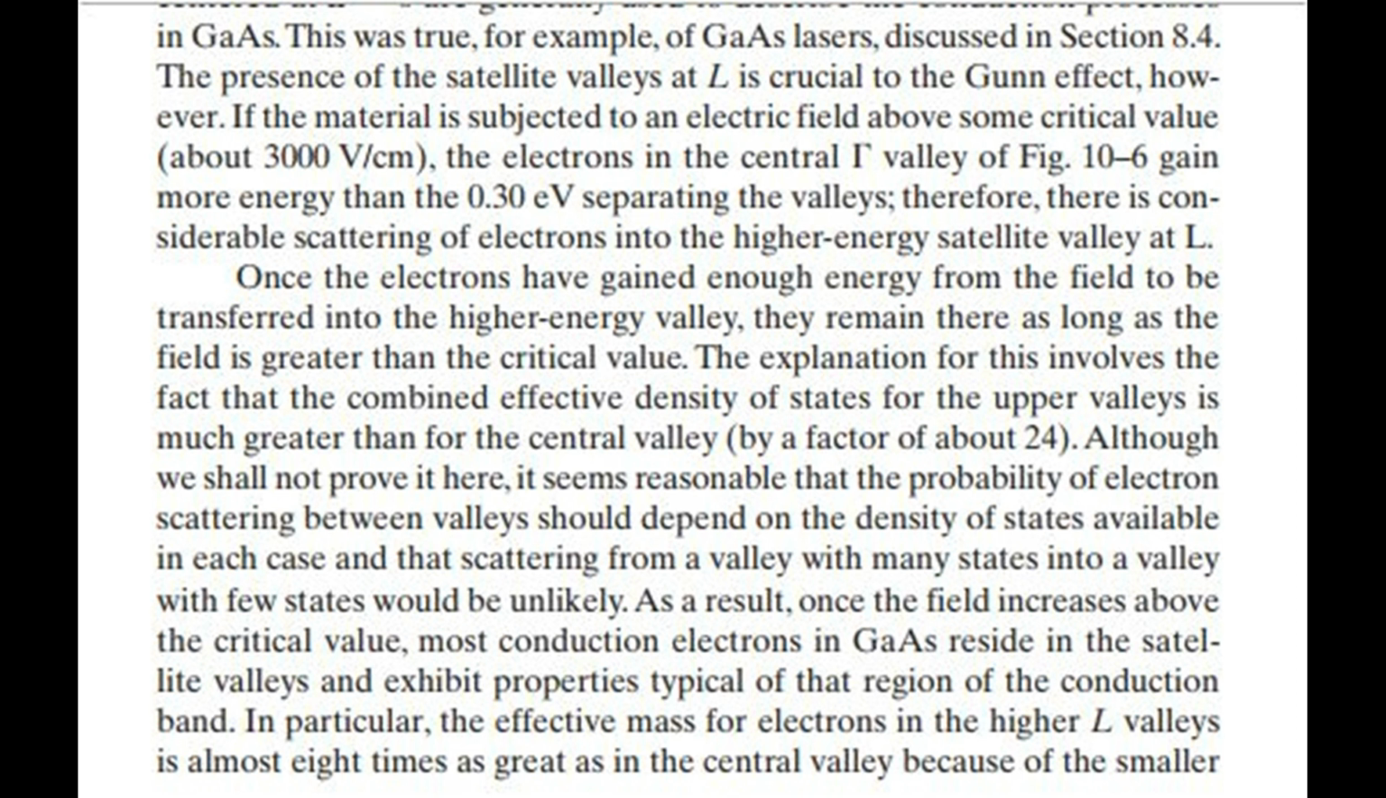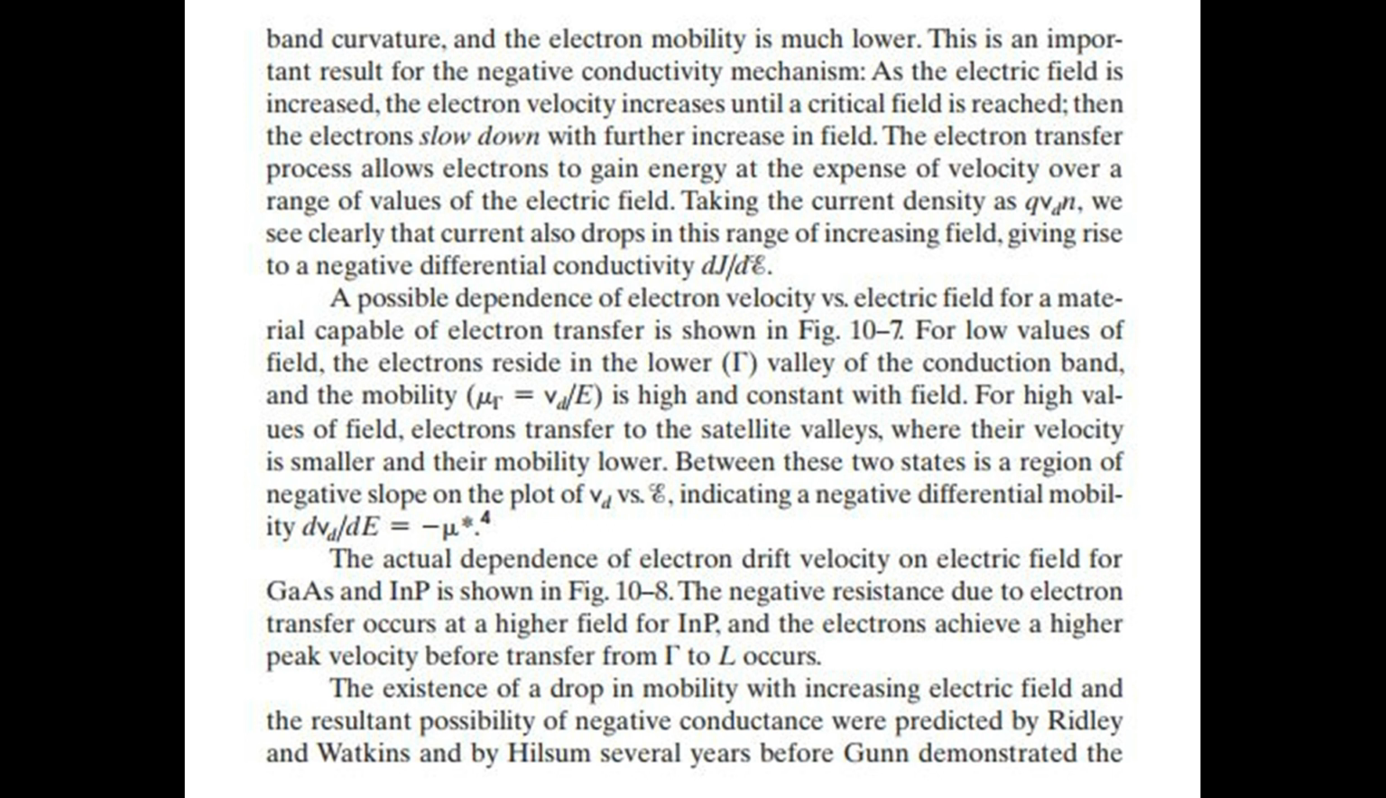In particular, the effective mass for electrons in the higher L valleys is almost 8 times as great as in the central valley because of the smaller band curvature, and the electron mobility is much lower. This is an important result for the negative conductivity mechanism. As the electric field is increased, the electron velocity increases until a critical field is reached, then the electrons slow down with further increase in field.